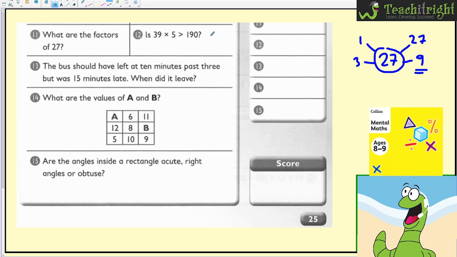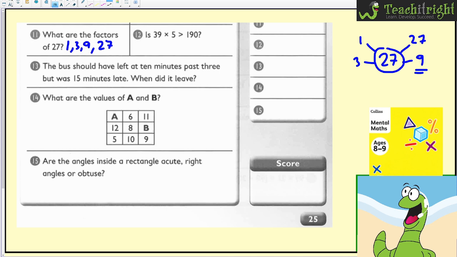So I think that my answers are, and I always make sure you do these with commas, 1, 3, 9, and 27. And that's my answer. On then to number 12, is 39 times 5 more than 190?